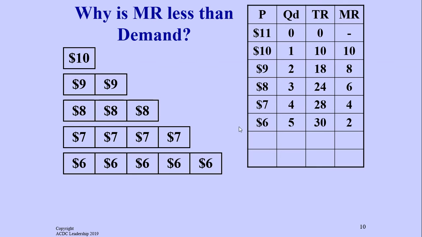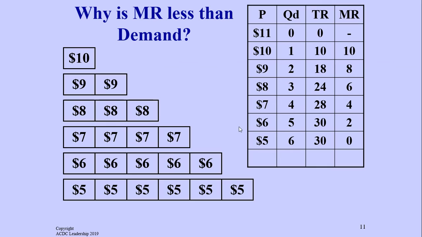It only went up by 2 at that point. So the price went down by 1, and my marginal revenue changed by 2. At $5, 6 will be sold. So there's a total revenue again of 30. Now my marginal revenue is 0. Okay, no additional revenue at that point.